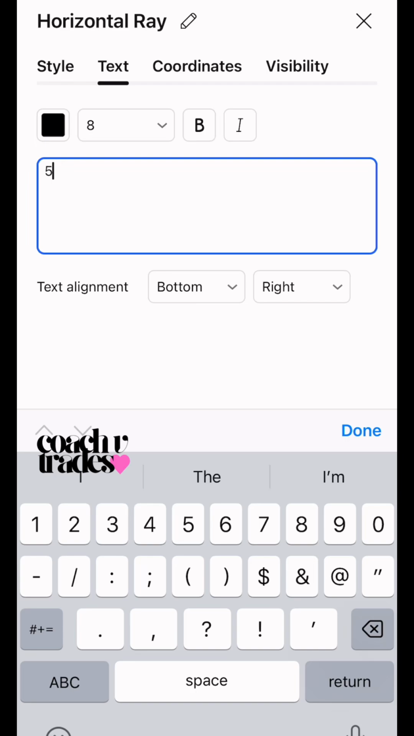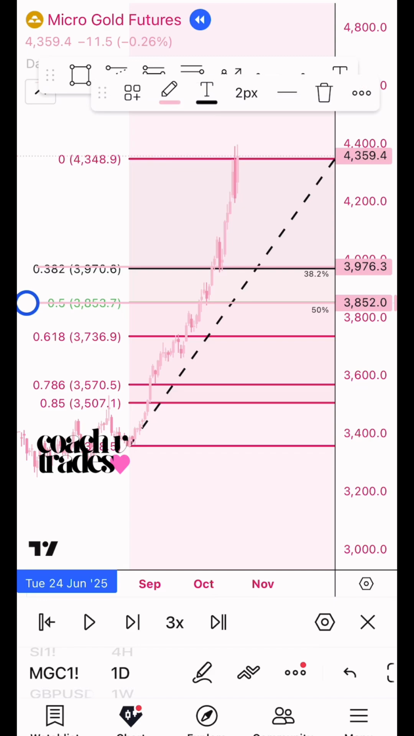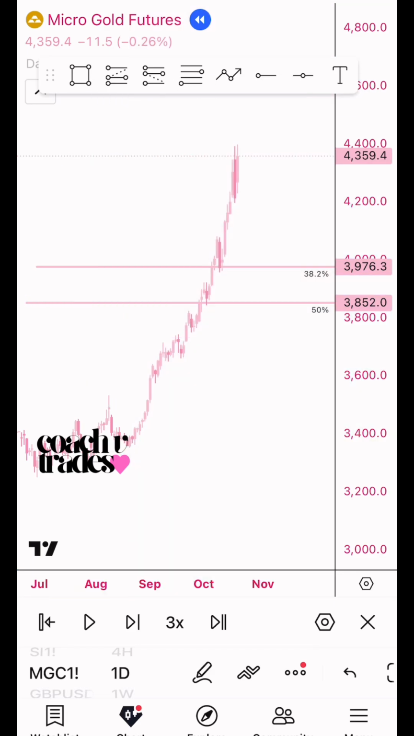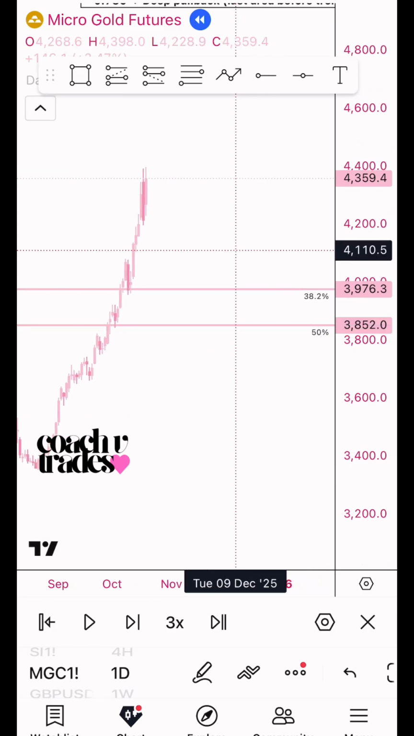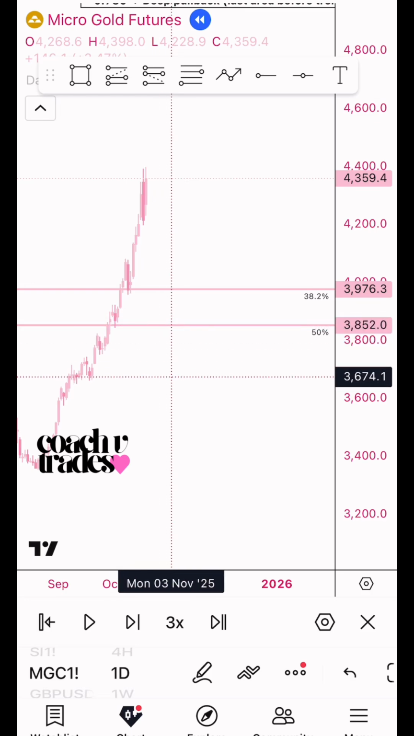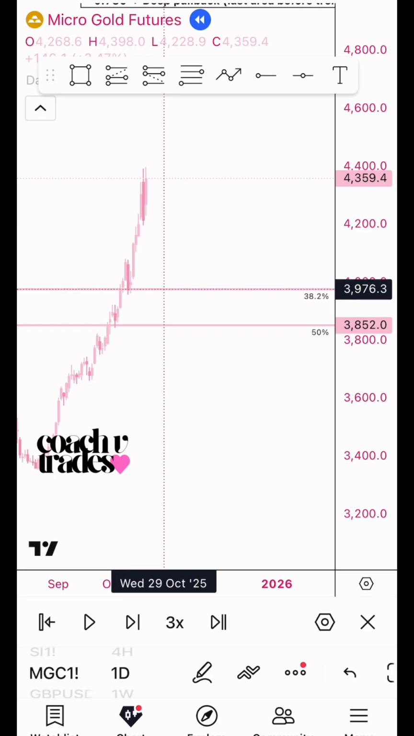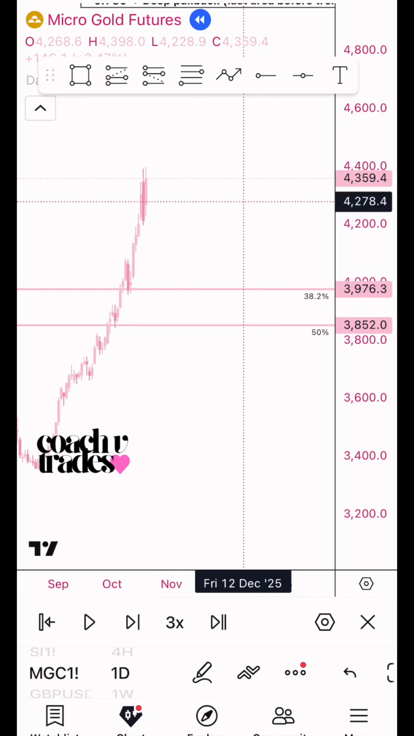So again, I don't use this to enter. I use this to measure. And when I say measure, I'm basically seeing how is price going to react to these levels. Is it going to break this level and go further down? Is it going to break this level and go further down? Or is it going to bounce off of this level and continue up, going up?